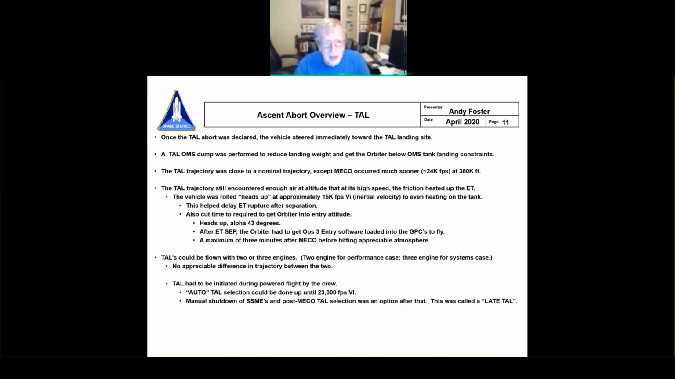TAL always had to be initiated, like all the intact aborts, by the crew. The auto TAL, with what I'll show you in a few minutes, something called the abort rotary switch, could be done up to 23,000 feet per second. So real late in the trajectory, you can still rotate the button, hit the button, and off you'd go. But we also had a lot of TAL variants, which gave us a lot of capability. And some of those were performed by shutting down the main engines manually at certain velocities to put you in a window to a site. And then you select the TAL post MECO, and those were called late TALs. I'm not going to talk about those in this briefing.